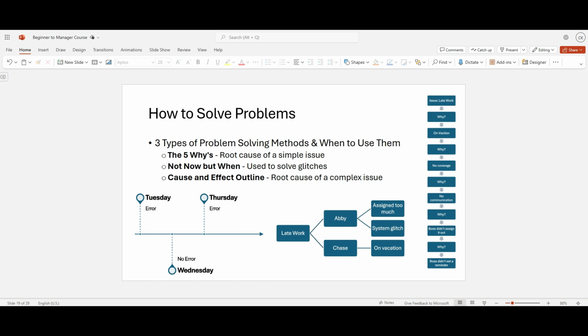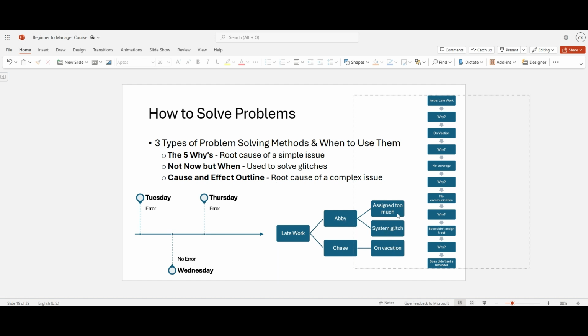And then the cause and effect outline. This is when it's a little bit more complex, and there could be multiple reasons why there's an issue. So here we have the same issue. It's late work, but it's by two different people. Both Abby and Chase had late work. But Abby's reasons, her whys, are different. Abby was assigned too much work and there's a system glitch, and Chase was on vacation.